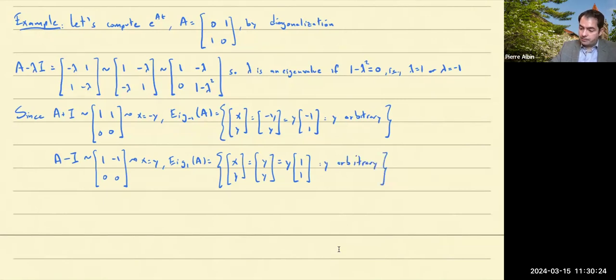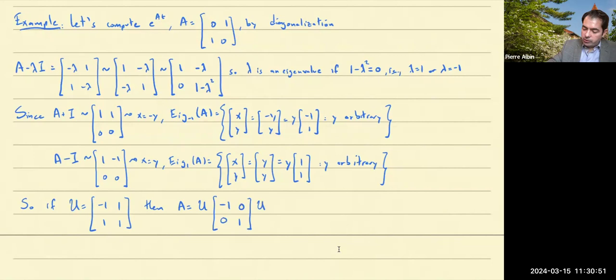With y arbitrary. So we take as the matrix U to have first column minus 1, 1, second column 1, 1. Then A is equal to U times the diagonal matrix, where I just put the eigenvalues on the diagonal in the same order that I used for the columns of U, and hence the exponential is equal to U times e to the minus t, 0, 0, e to the t, times U inverse.